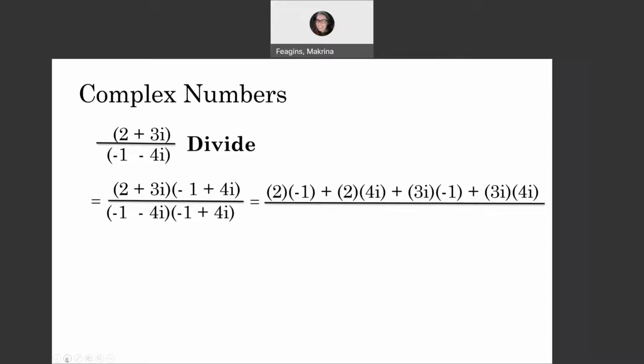So we go ahead and do our FOIL. The 2 times the negative 1, the 2 times the 4i, the 3i times the negative 1, the 3i times the 4i.